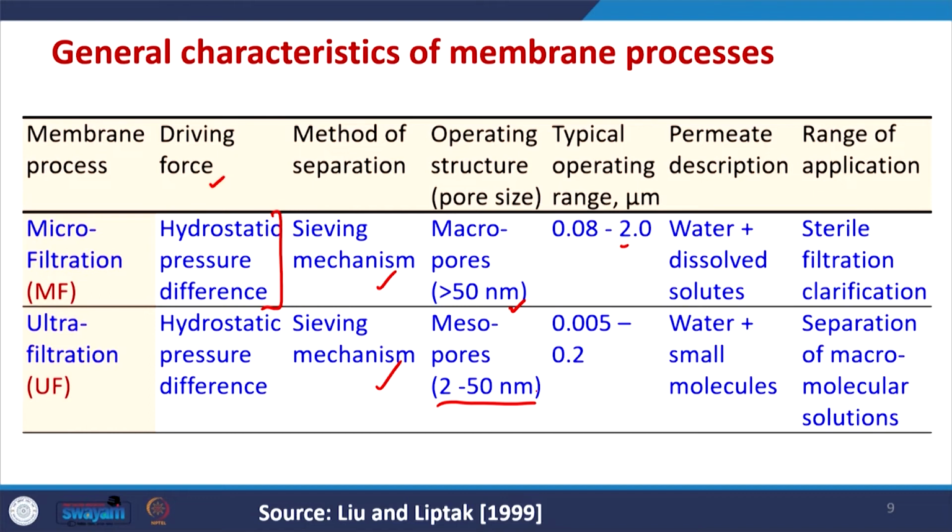Then we have ultrafiltration, again a hydrostatic pressure driven membrane process. It also works on the sieving mechanism, but its pore size range is different. They work in the mesopore range, from 2 to 50 nanometer, and they can remove constituents in the size range of 0.005 to 0.2 micrometer. So, if we are able to remove this size range of constituents, what we get is water with molecules smaller than this size range. The permeate will certainly contain some small molecules, and ultrafiltration can be used for separation of macromolecular solutions etcetera.